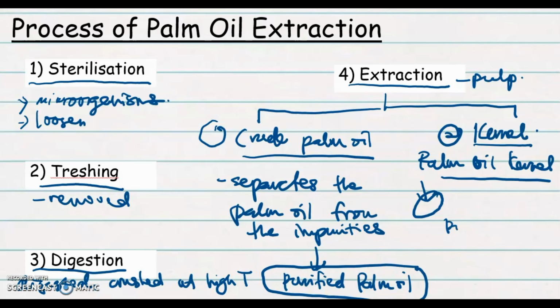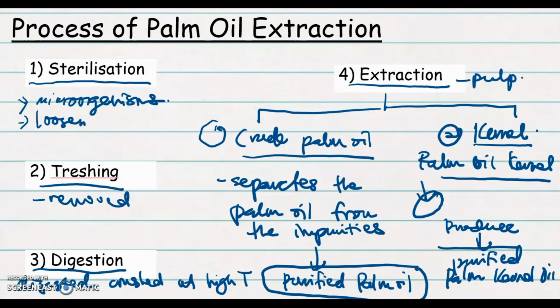So lastly, it will produce purified palm kernel oil. So through all these processes, we will have two products. Number one, purified palm oil, and number two, purified palm kernel oil.